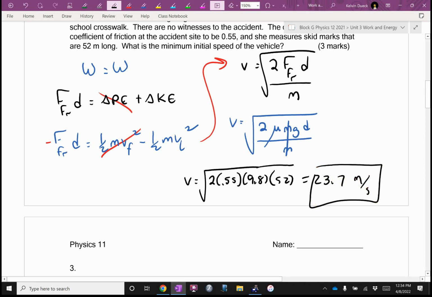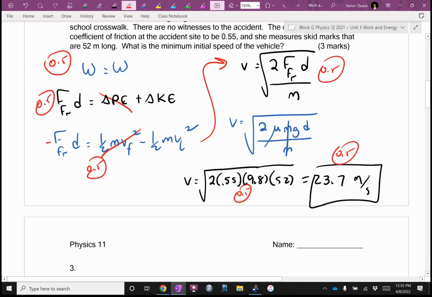If you got that, I would give you 3 out of 3. Otherwise, I can't help noticing I kind of wrote 6 lines. I would probably go half mark if I saw that. Half mark for that, half mark for that, half mark for that, half mark for the numbers, and a half mark for the answer.